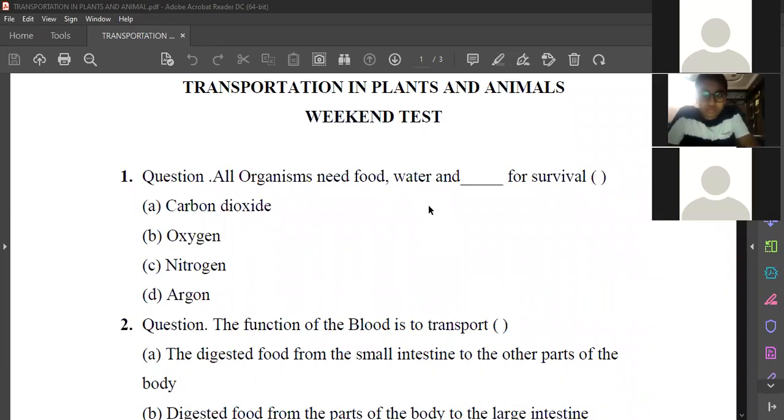All organisms need food, water, and dash for survival. The answer is oxygen.